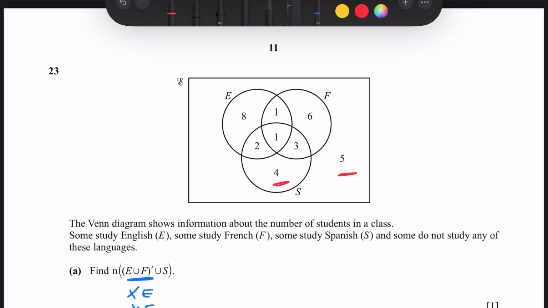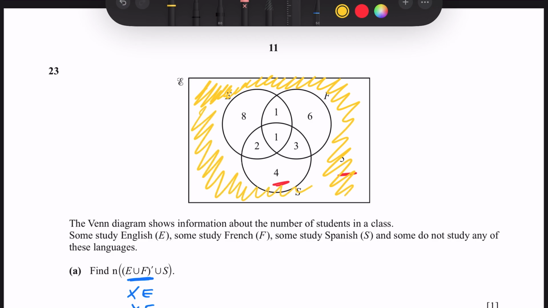So 4 and 5 so far. Now it says union S, which means that they could also be in S. If we shade the region of E union F inverse, so (E union F)', this is (E union F)'. Union S means you can also shade the region of S, which means that you can count these three numbers as well.